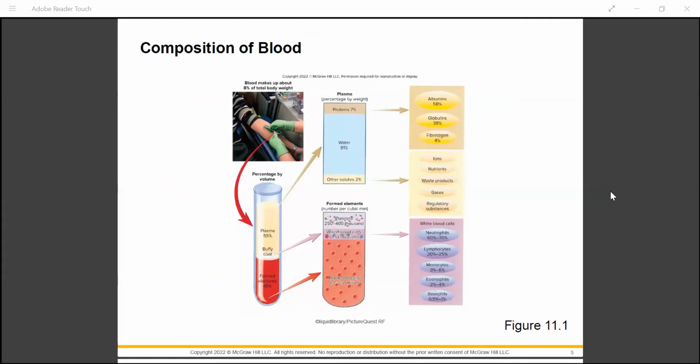This is just a good summary slide here. So you see, if we were to spin a blood sample to get it to separate, we call that the hematocrit. And so the plasma is on top. We have this buffy coat, which is some of our white blood cells and platelets. Then you have your formed elements, which are made up of mostly red blood cells. And this just shows a little bit more specific of a breakdown. But like I said, this is kind of a good summary slide for what our blood components are.